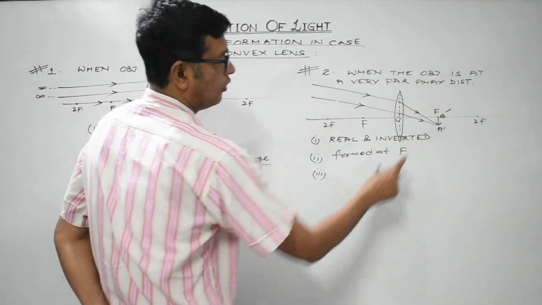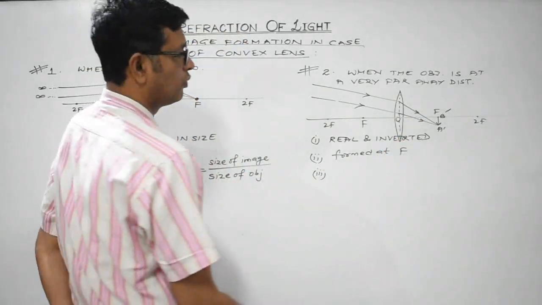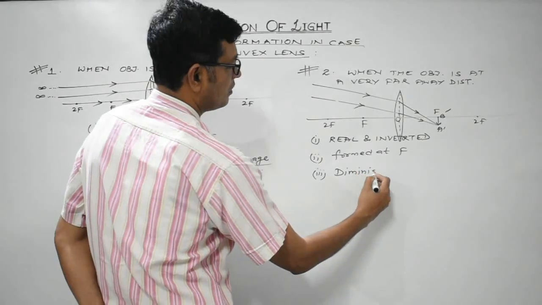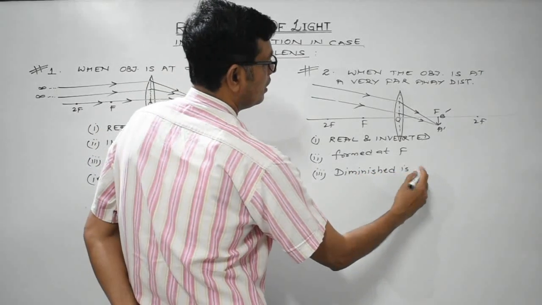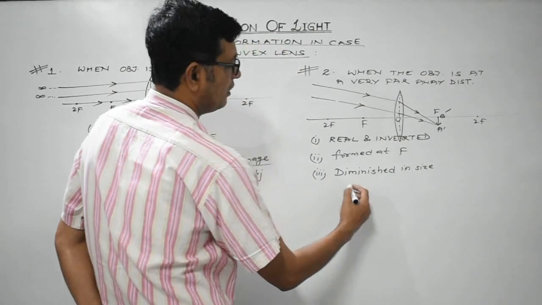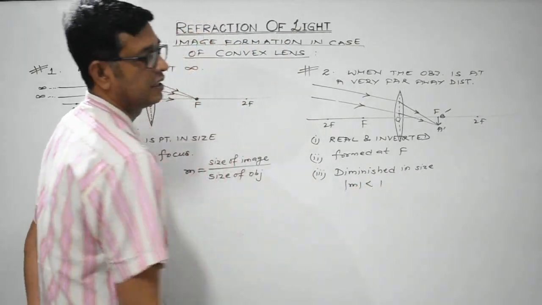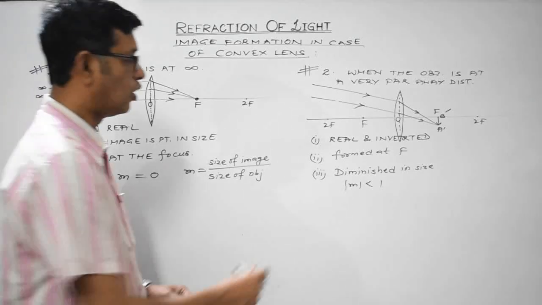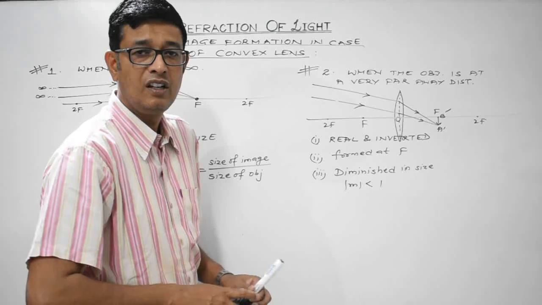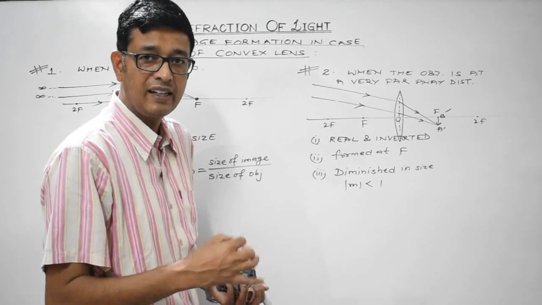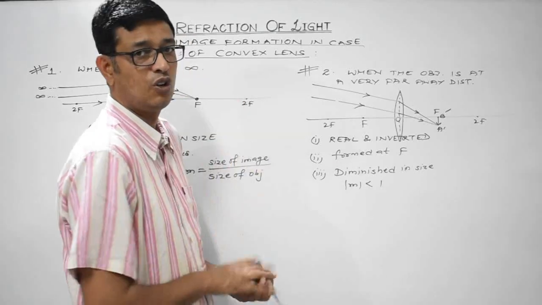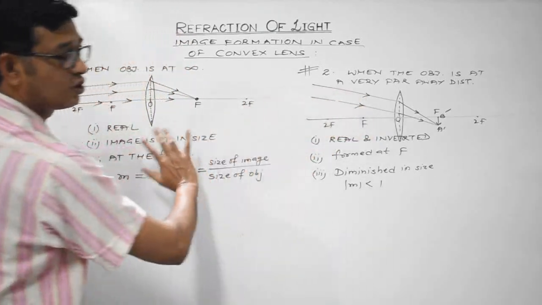Third, obviously, the image is very small, diminished in size. That is, the modulus of linear magnification is less than 1. We are not using any sign convention over here, just in magnitude, linear magnification less than 1. It indicates the size of the image would be less than that of the size of the object. So, you got the difference between these two.